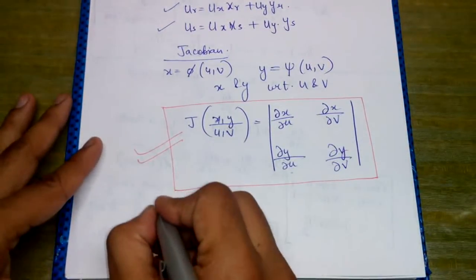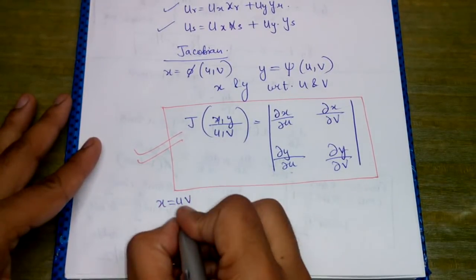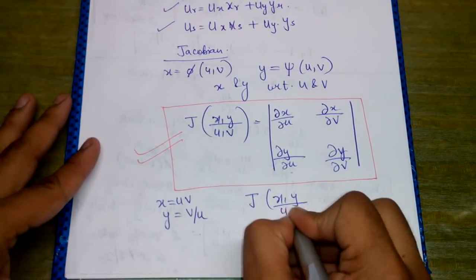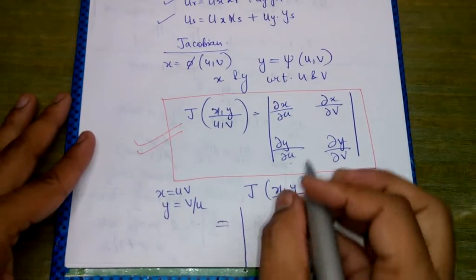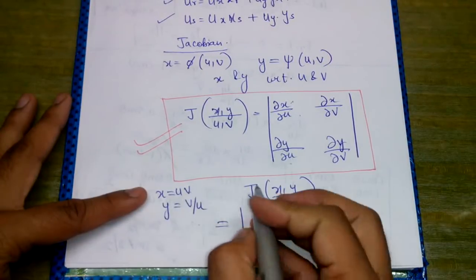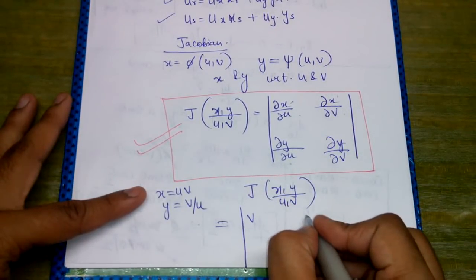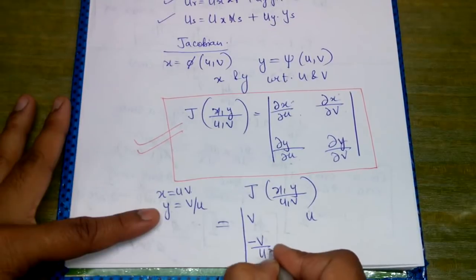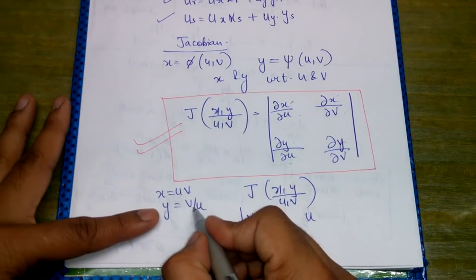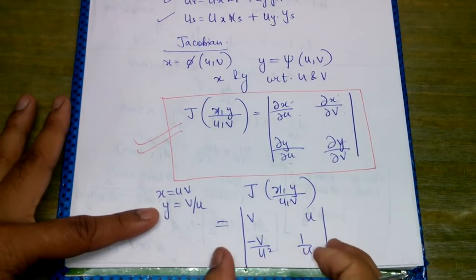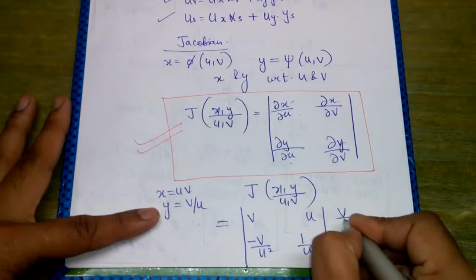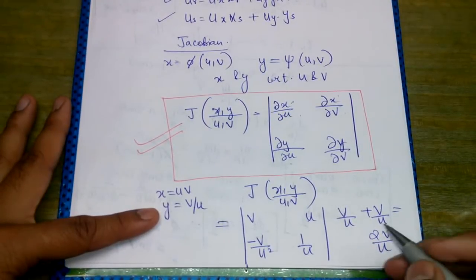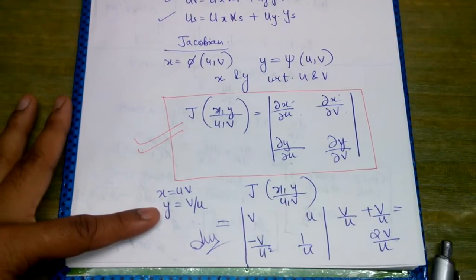Okay, now let us do a small question. If x = uv and y = v/u, then find the Jacobian of x and y with respect to u and v. Now simply the determinant: ∂x/∂u is v, ∂x/∂v is u, ∂y/∂u is minus v/u², and ∂y/∂v is 1/u. When you solve the determinant, you get v/u + v/u, and this is simply 2v/u. So this is the answer to this question.